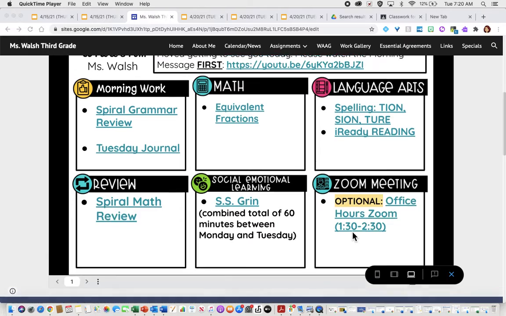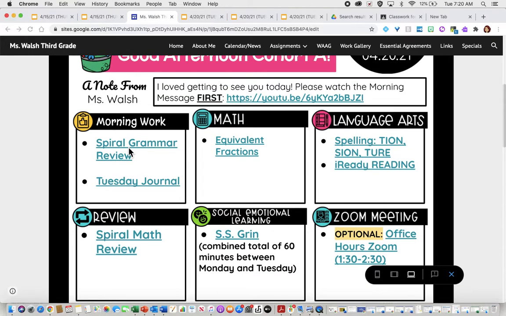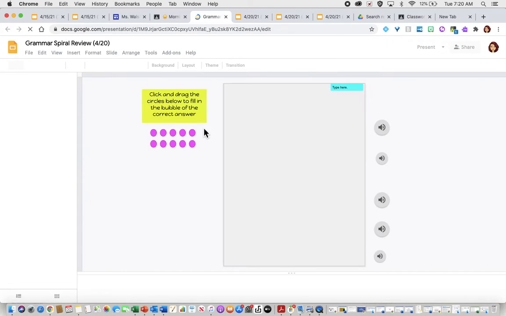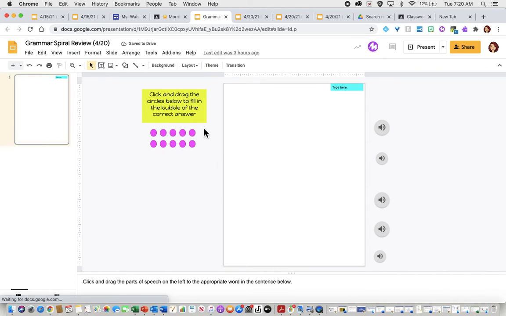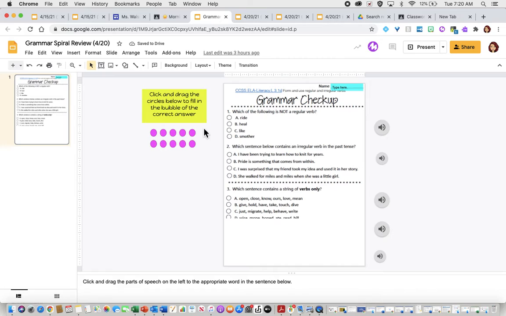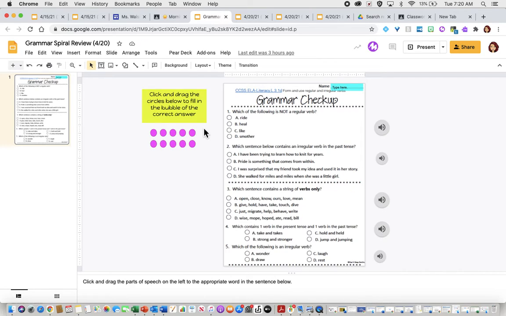Now let's go ahead and look at our jobs for today. So really quickly, we have morning work, we have our grammar spiral review. We are approaching the end of third grade, and to help us prepare for that, we are going to review some of the things that we talked about at the beginning of the year.